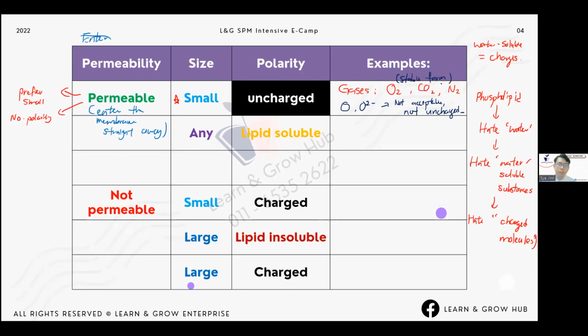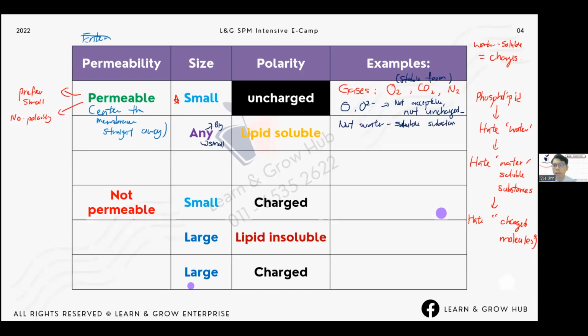And then secondly, now I don't care about the size, no matter big or small. If you don't care about the size, then it must be liquid soluble, which means it can dissolve in liquid straight away. So what is an example? Not a water soluble substance. Anything you remember is water soluble cannot.